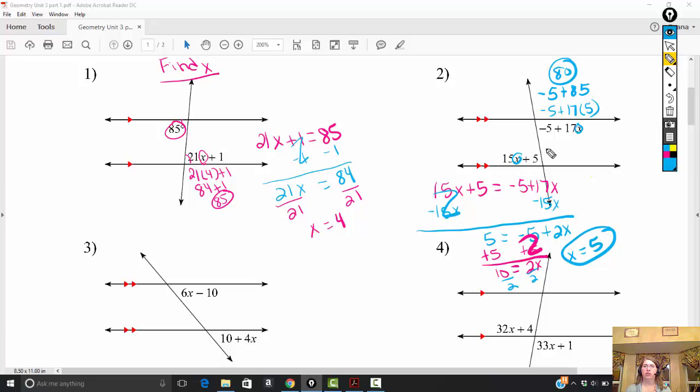Then we can go over here. This angle, when I do all this math, should equal 80. So we're going to check that. We have 15 times 5 plus 5. So 75 plus 5 equals what? 80. So this would be a check.